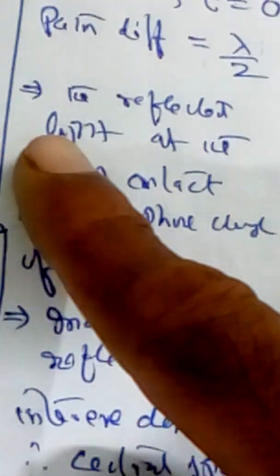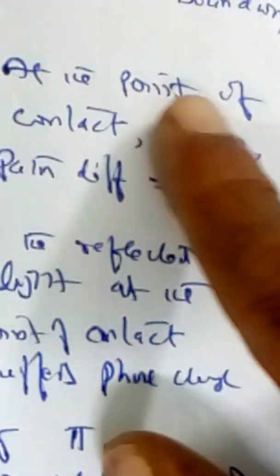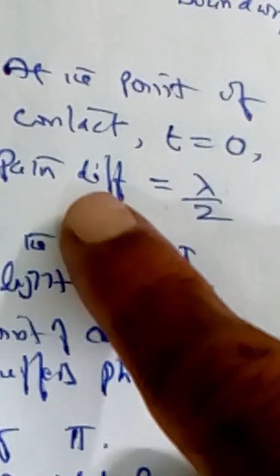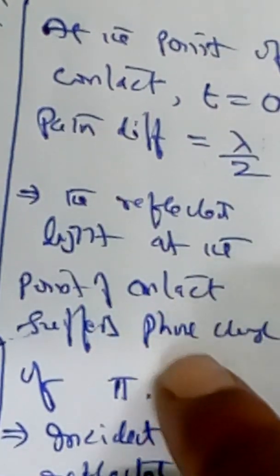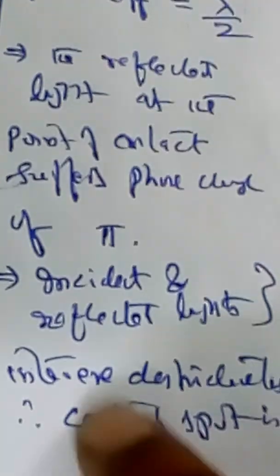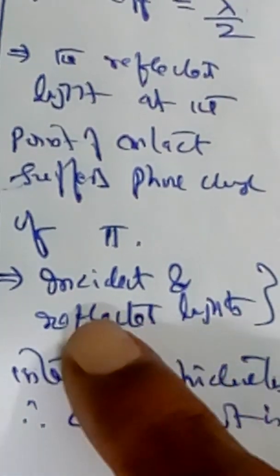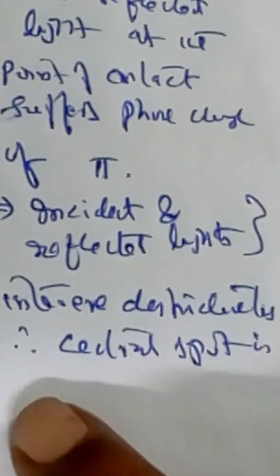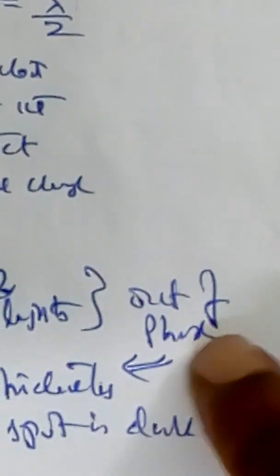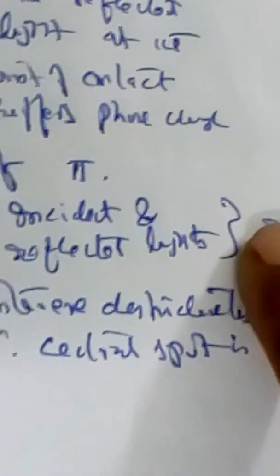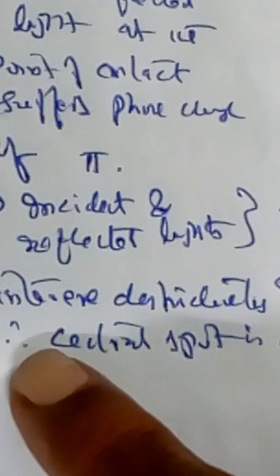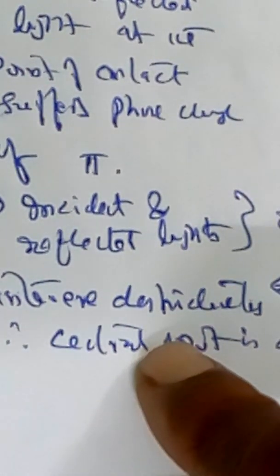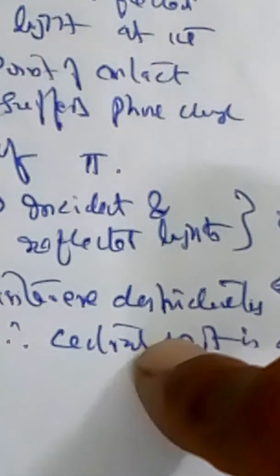So that is what I wrote here. So at the point of contact, thickness is 0, the path difference is lambda by 2. That means the reflected light at the point of contact suffers a phase change of pi. So both the incident and reflected light will be meeting out of phase. So whenever they are meeting out of phase, the interference will be destructive interference. Hence the central spot of Newton's rings formation always is a dark image or a dark spot.